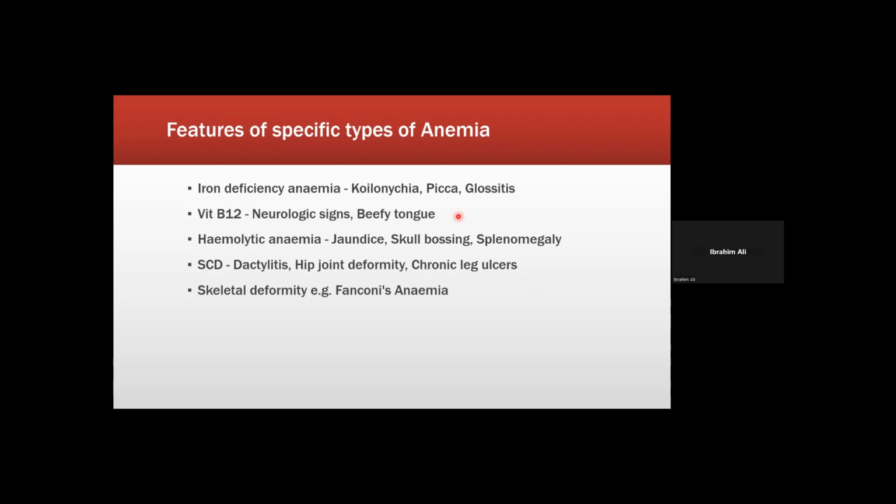Now, for iron deficiency anemia, we have koilonychia. Here is when your nail is curving outwards. And we have pica. Here the patient is trying to crave for something. For example, they try to eat soil or anything. It's an alternative way they are trying to compensate for the iron lost. Maybe they are trying to find it through such a source.